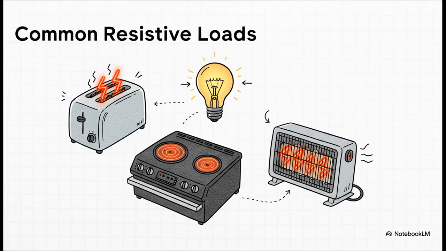And hey, this isn't some special trick just for toasters. This exact principle, using resistance to turn electricity directly into heat or light, is the basis for so many common things. Those old school incandescent light bulbs, electric stoves, those little space heaters. At their core, they're all just big, carefully designed resistors doing their thing.